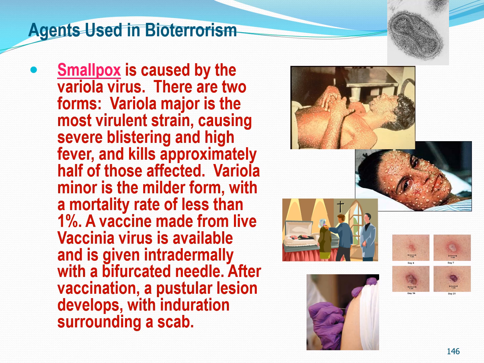Smallpox is caused by the variola virus. There are two forms. Variola major is the most virulent strain, causing severe blisters and high fever, and kills approximately half of those infected. Variola minor is the milder form with a mortality rate of less than 1%. A vaccine made from live vaccinia virus is available and is given intermittently with a bifurcated needle. After vaccination, a pustular lesion develops with induration surrounding a scab.